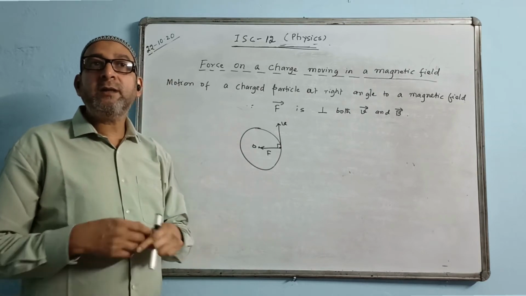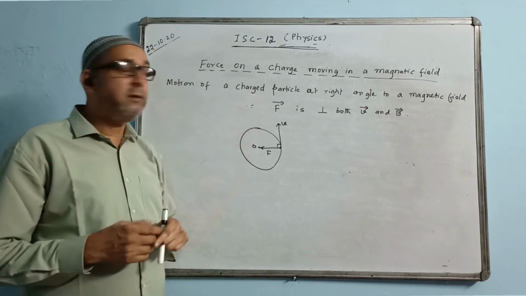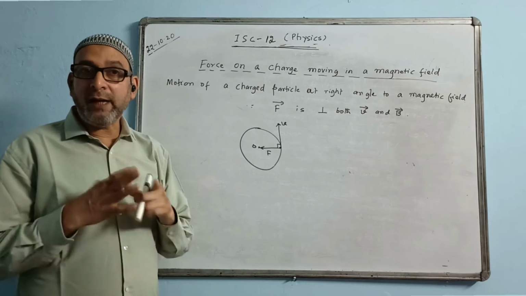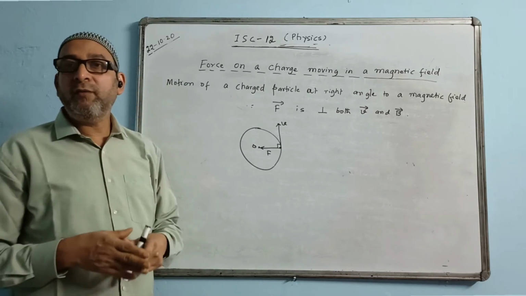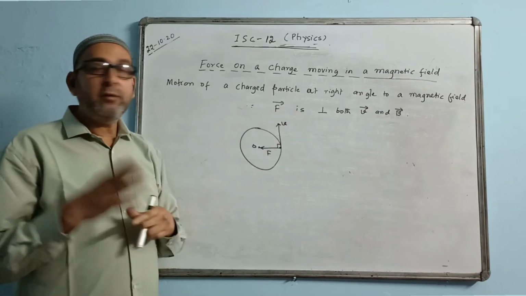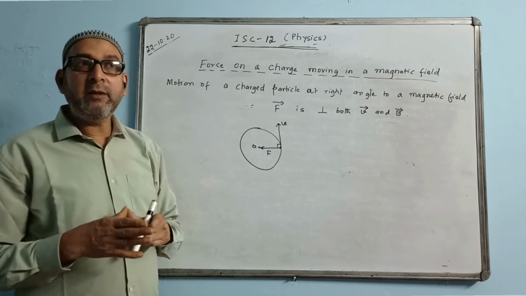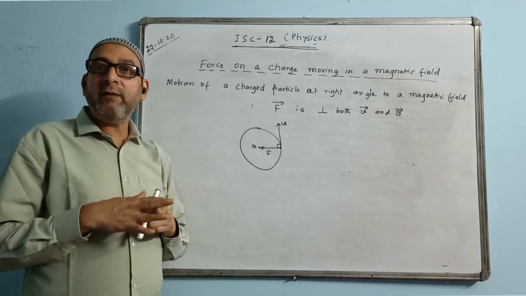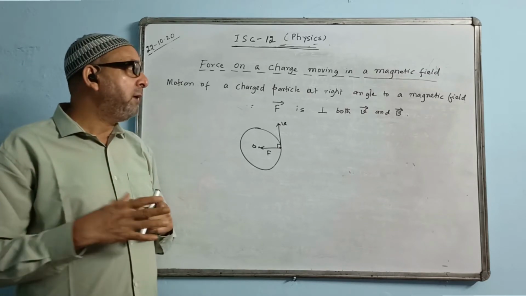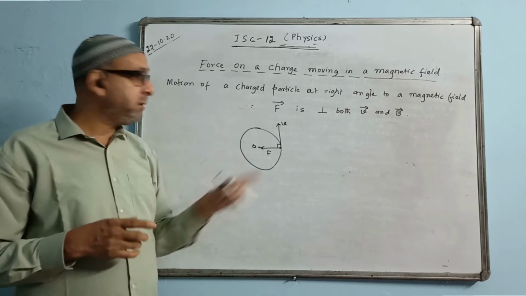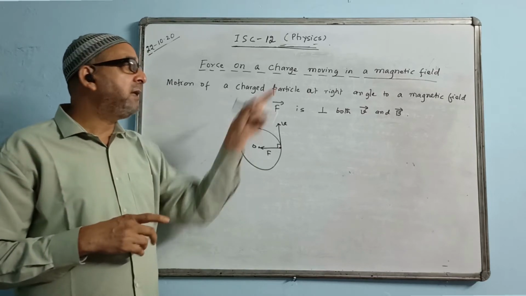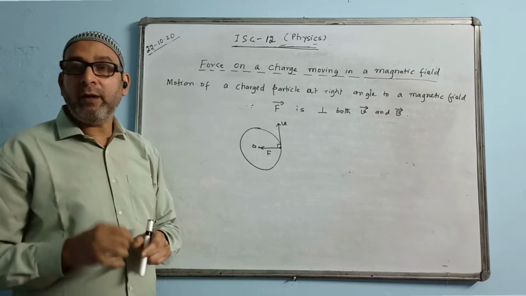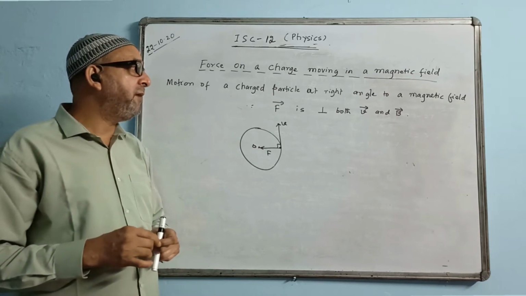In both these cases, the charged particle is entering the region at right angle, that is, normal to the field, or perpendicular to the field. So there are two situations. It could be a magnetic field or it could be an electric field. If it is a magnetic field, the circle will be formed. The locus is a circle. But if it is an electric field, the locus is a parabola. So please remember these two cases very well.